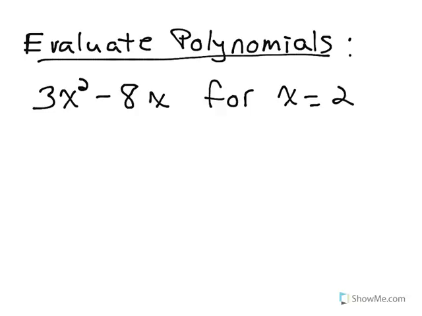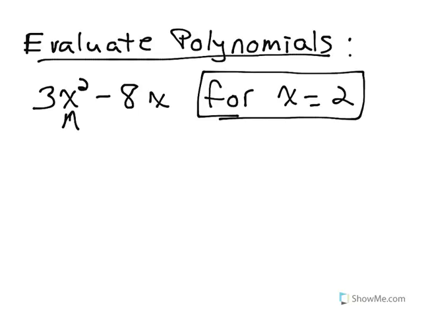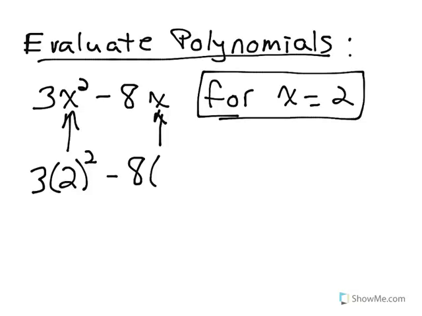Evaluate polynomials. When you have a problem such as 3x squared minus 8x for x equals 2 means to replace every x in the expression with a 2 and solve. So here we have 3 times x squared. We now have 3 times 2 squared. Minus 8 times x, we now have minus 8 times 2.